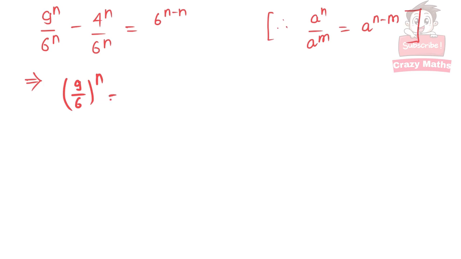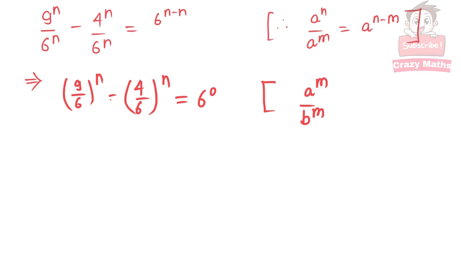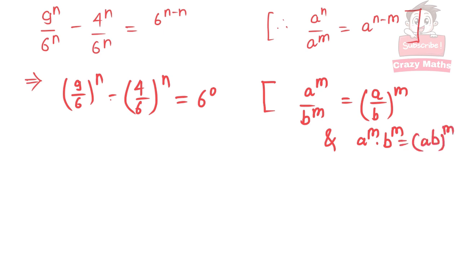Now 9 upon 6 power n minus 4 upon 6 power n equal to 6 power 0. We know that a power n upon b power n, if powers are same, it could be the whole power. A power m upon b power m equal to a upon b whole to the power m. Again, in multiplication case, a power m into b power m equal to ab whole power m.